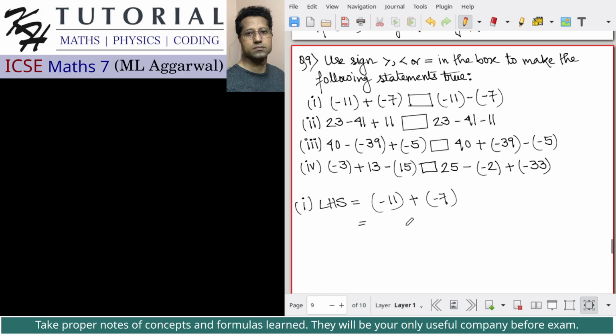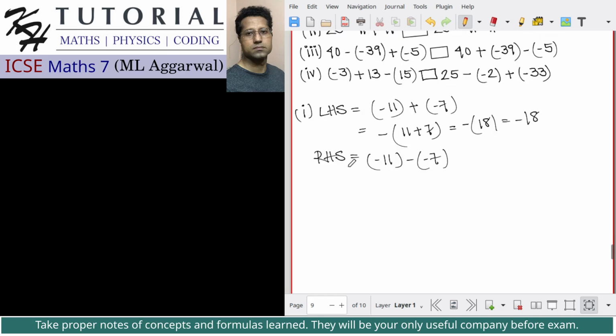So this is an addition of two negative integers, minus 11 and minus 7, and we know how to add them. It is minus of 11 plus 7, which is minus of 18, which is negative of 18. Okay. And what is the RHS of part 1? It is minus 11 negative of minus 7. As you can see, we are subtracting the integer minus 7 from the integer minus 11. So I will convert this subtraction operation into an addition operation: minus 11 plus the additive inverse of minus 7. So this is now minus 11 plus negative of negative 7, which is 7.